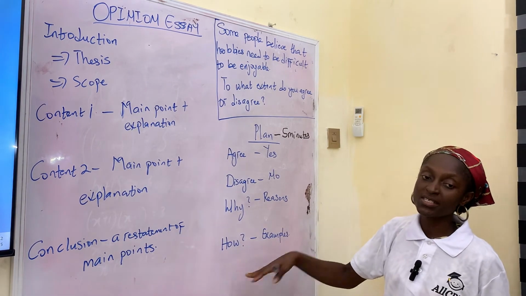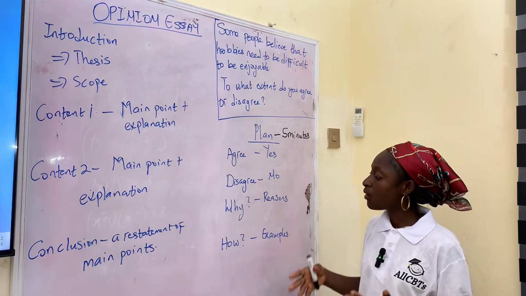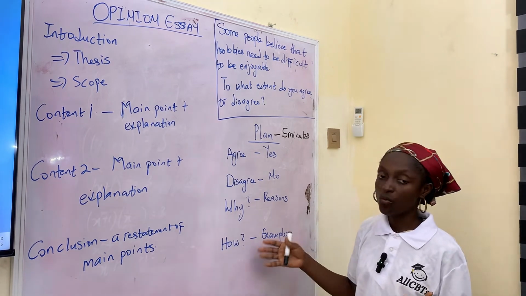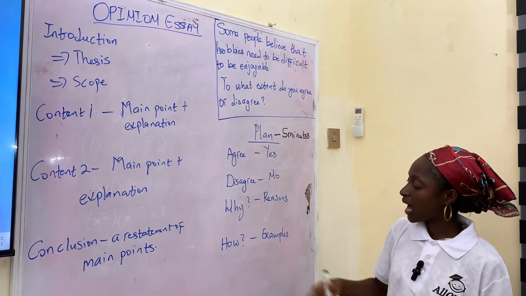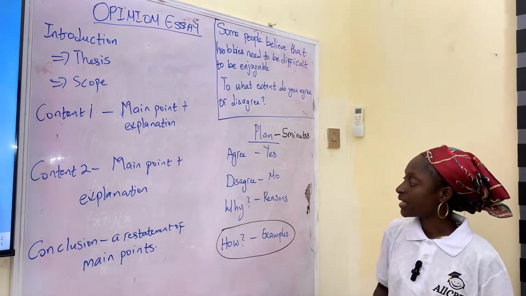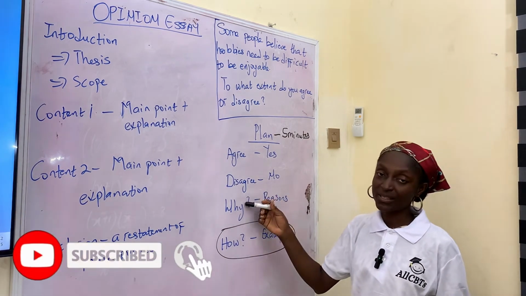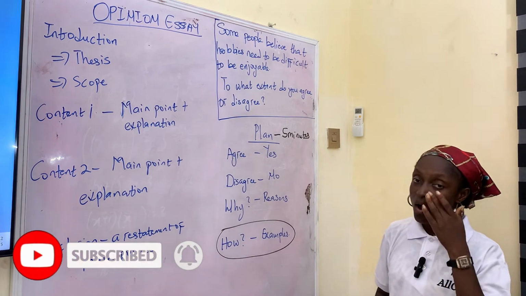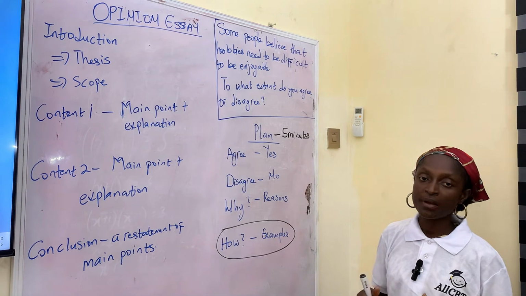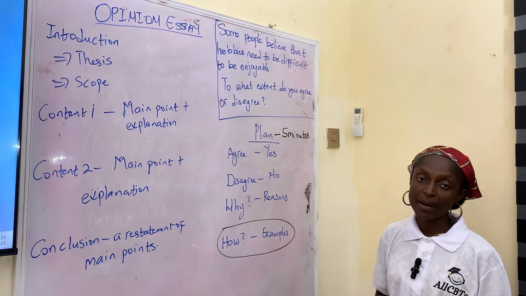Then the next question is how. How does this work? How does this happen? How will this happen? When you are asking how, this will help you come up with examples that will explain your reasons. I hope it's clear. So now let's go and look at examples and see a full essay that is already written out. We'll be back shortly.